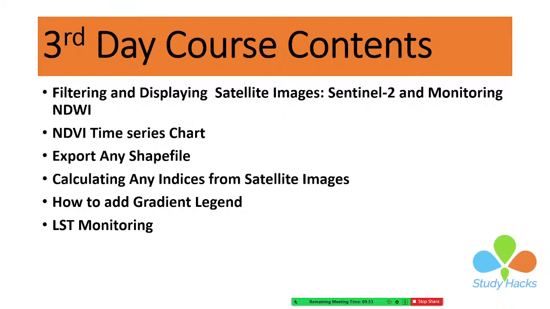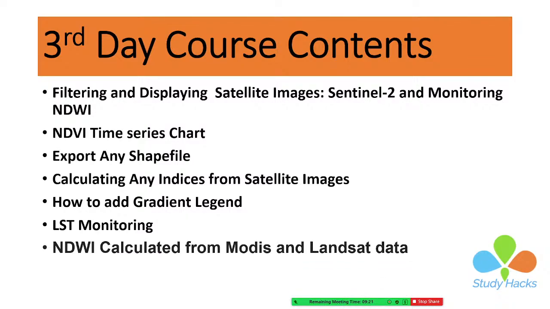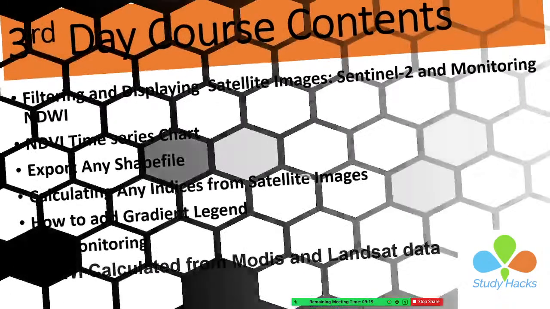LST monitoring. So this is the land surface temperature monitoring. So mainly we can monitor the land surface temperature using two things. If you want, you can use the MODIS satellite imagery, or if you want, you can also use the Landsat. Okay, so I also try to show you the two things, how you can easily make the land surface temperature monitoring using the MODIS as well as Landsat imagery. Okay, then NDWI calculated from MODIS and Landsat data. Okay, so this is our third day course content.